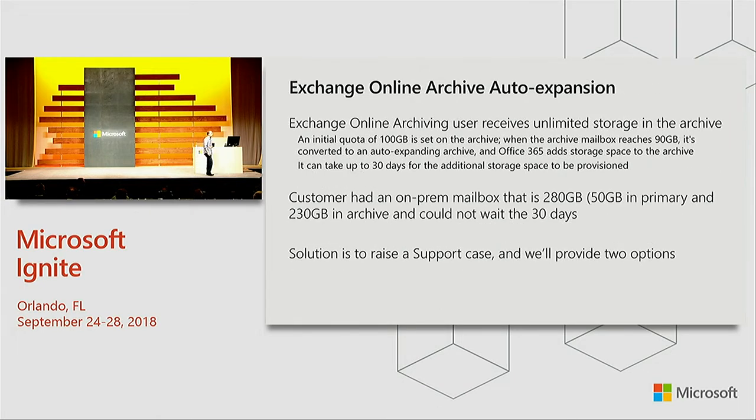All right, another common ask is around Exchange Online auto-archiving and having to move data that is larger than the storage cap we put on you. So an example is, okay, I've got an on-prem mailbox. It's 280 gigs in size. I've got 50 gig in the primary, 230 in the archive mailbox. What do I do? How do I move that? Because the auto-archive limits me to 100 gig. And I can't really pause in the middle of the migration to wait for it to auto-expand, because the auto-expand process could take up to 30 days.